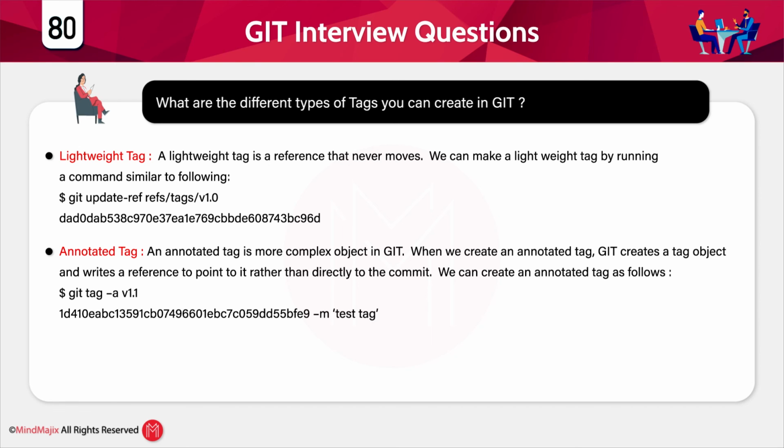An annotated tag is a more complex object. Annotated tags are stored as objects in Git, and we can store some extra information in them. The -a option allows us to create annotated tags, followed by the version, which is the tag name.